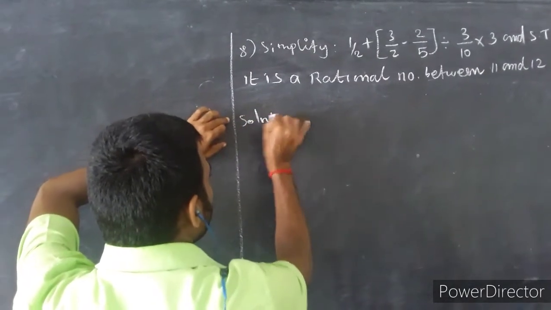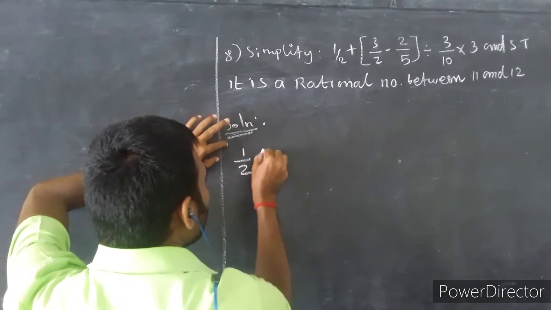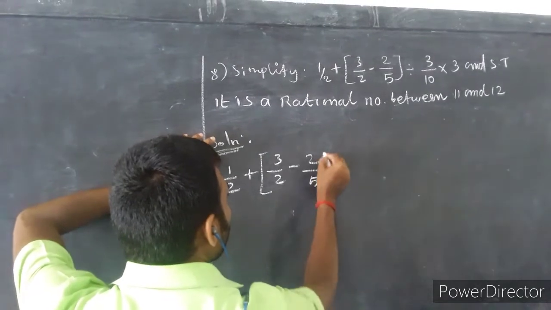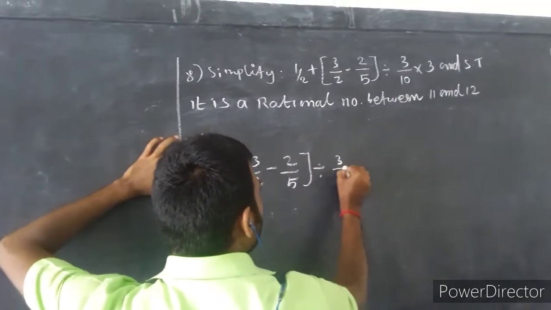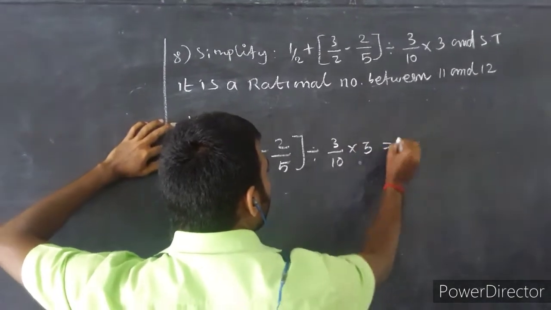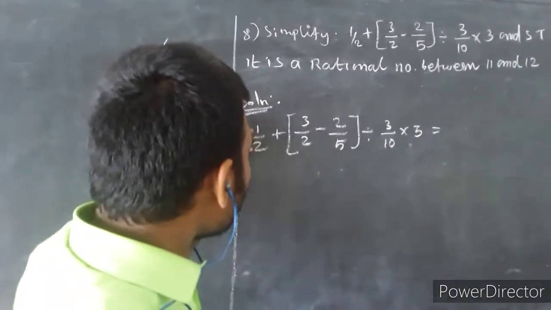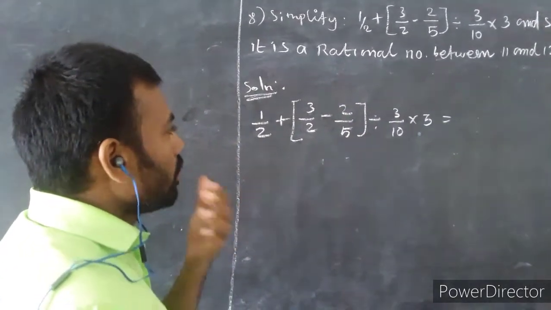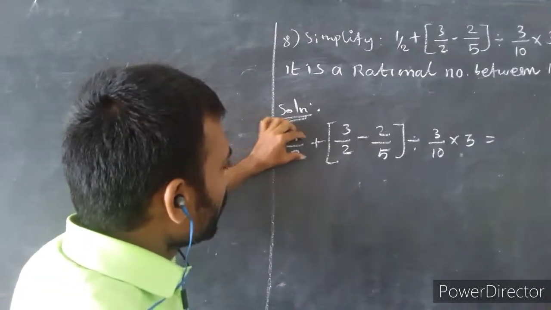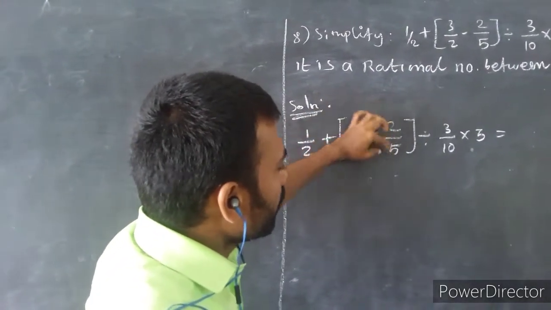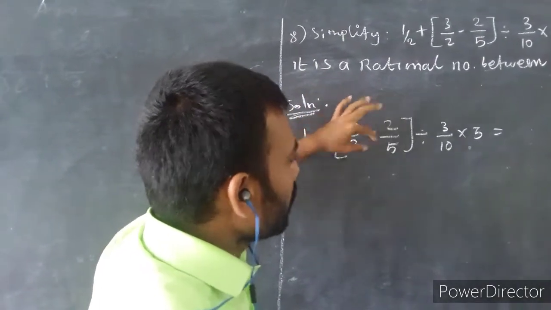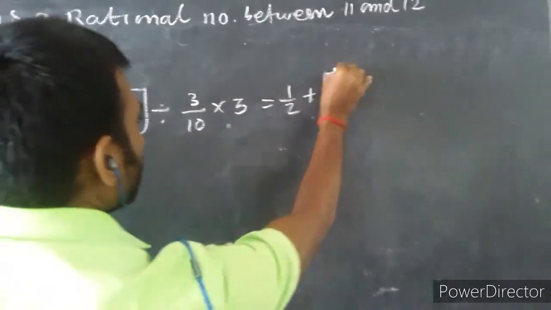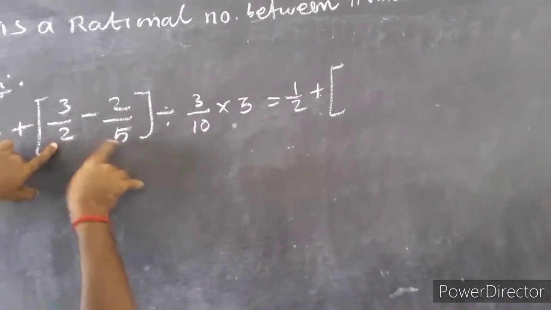Solution. The given sum is (1/2 + 3/2 − 2/5) ÷ (3/10 × 3). First, there are 4 terms: 1, 2, 3 and 4. We solve them one by one using the BODMAS step. So first we solve the bracket value only, 1/2 plus 3/2 minus 2/5. This step uses the cross multiply or LCM method.